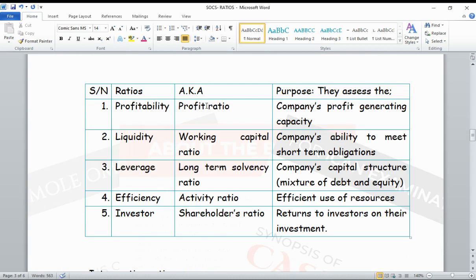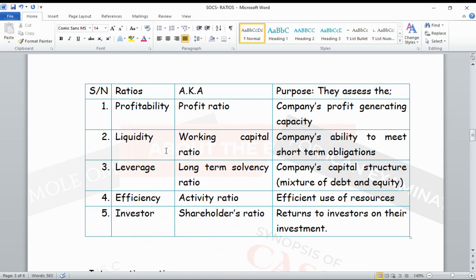And the purpose of the profitability ratio is basically to assess the company's profit generating capacity. Now, what is the capacity to generate profit? How well is this company generating profit in that year, in every year, from year 1 to year 2, from year 3, and as much as they give you, how well are they generating profit? Is there an increase in profit generating capacity? Is there a decrease in profit generating capacity? All of that, that's what profitability ratios help us to assess.